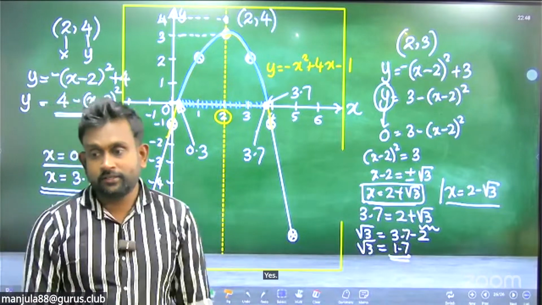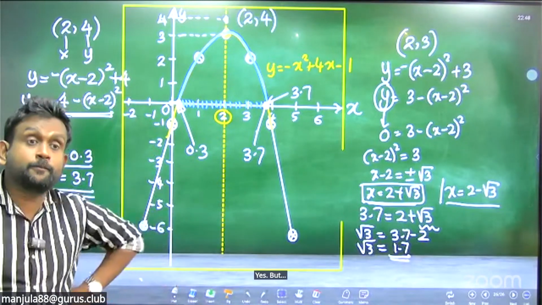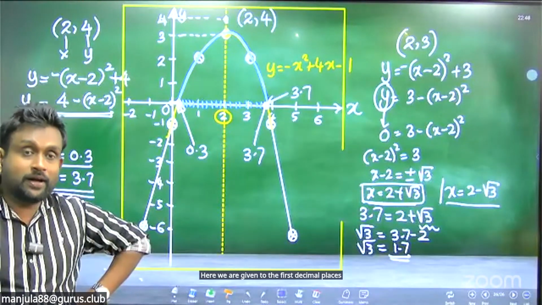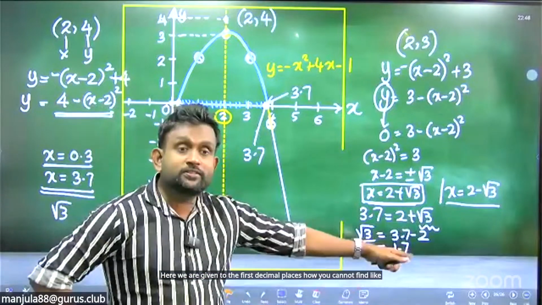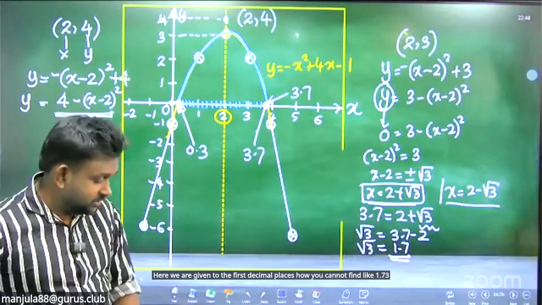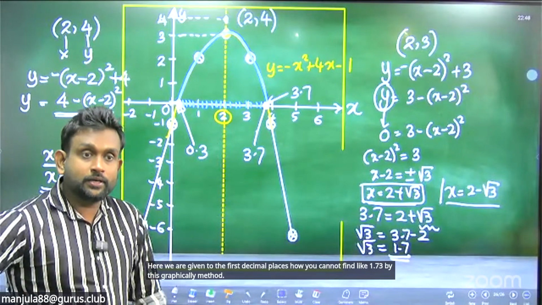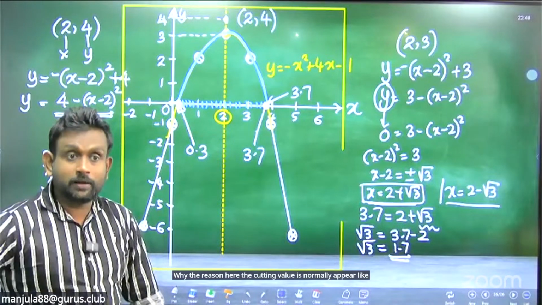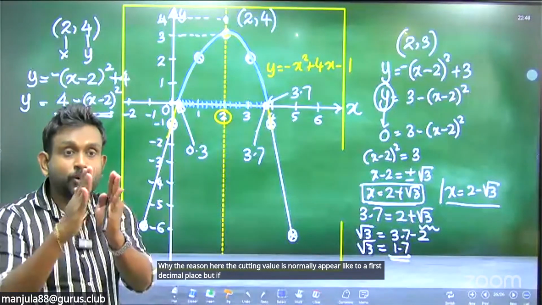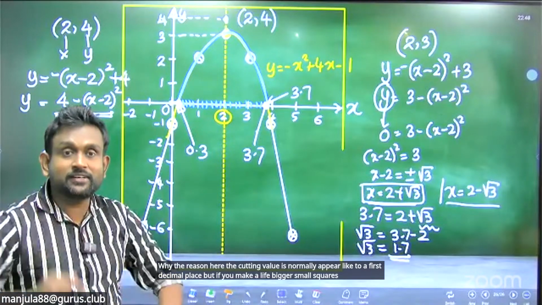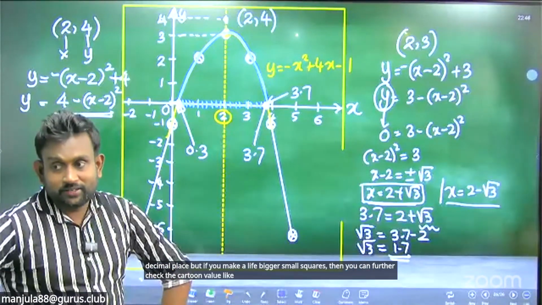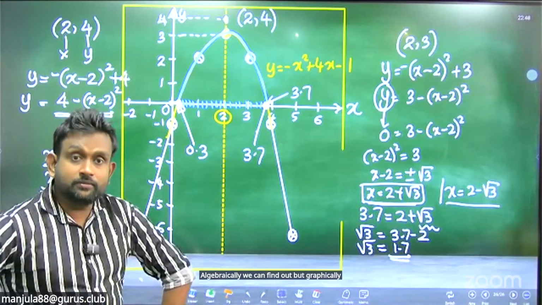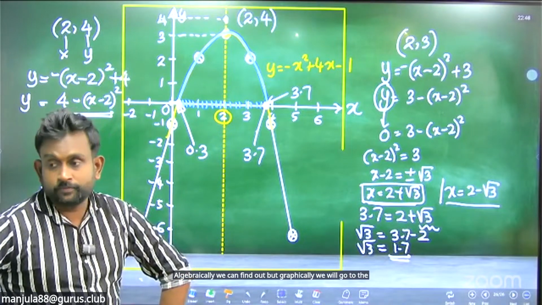But Athelstan, here we are giving to the first decimal place. You cannot find 1.73 by this graphical method. The reason is that here the cutting value normally appears to a first decimal place, but if you make bigger, smaller squares, then you can further check the cutting value like 1.73. Algebraically we can find it, but graphically we will give it to the first decimal place.